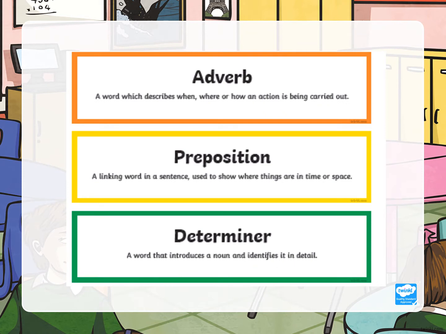Here we have some more. We've got adverb, a word which describes when, where, or how an action is being carried out. Preposition, a linking word in a sentence used to show where things are in time or space. I always think this one's a good one to remember, that you can see the word position there within that word. So it's a key clue to the meaning of that word. And last one here, we've got determiner, a word that introduces a noun and identifies it in detail. So it determines the noun.